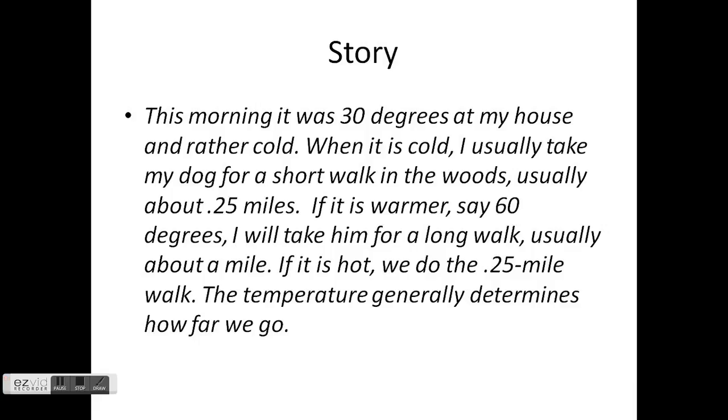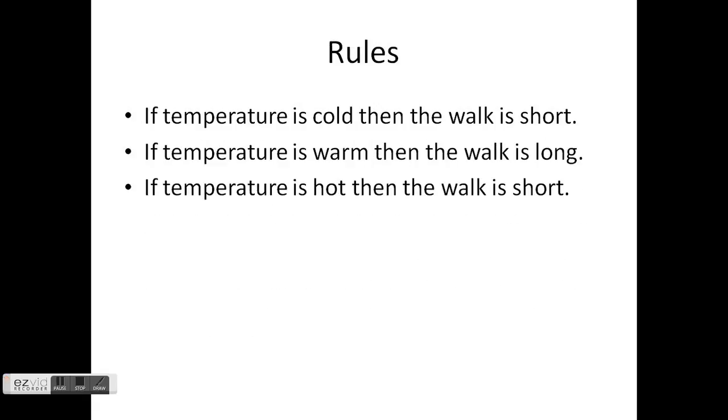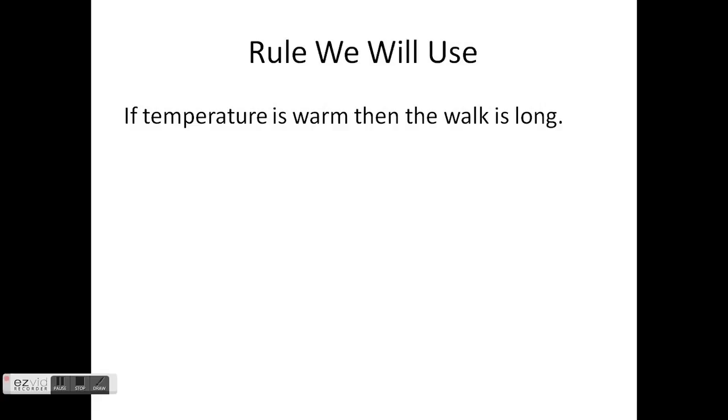So from this story, there are a couple different rules that we can pull out. So there's a rule, if the temperature is cold, then the walk is short. If temperature is warm, then the walk is long. If the temperature is hot, then the walk is short. So for the purpose of this assignment, we will focus on the rule, if temperature is warm, then the walk is long. For warm, we will be using a value of 60 degrees, and long, we will be using a value of 1 mile.